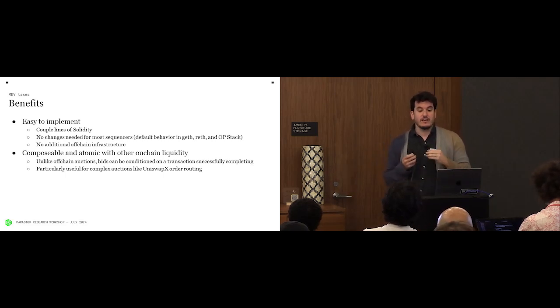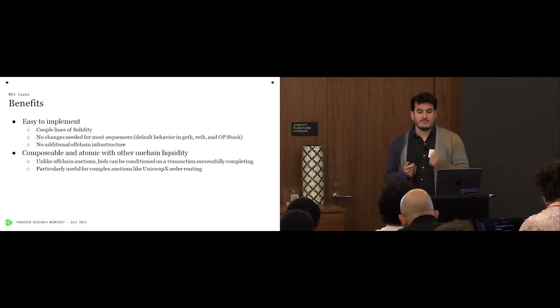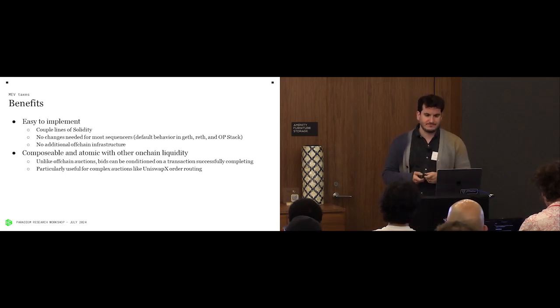Whereas with this auction, you can actually make your bid effectively conditioned on your transaction completing by trying to fill it in an on-chain transaction. If your transaction reverts, your bid is effectively canceled. And so it's really only the highest bidding successful transaction that will end up executing the user's order. And this is particularly useful for a complex auction like Uniswap X, which is intended to support routing of an order by off-chain fillers and searchers to on-chain liquidity. And for that to really work, you want it to be atomic with other on-chain liquidity.